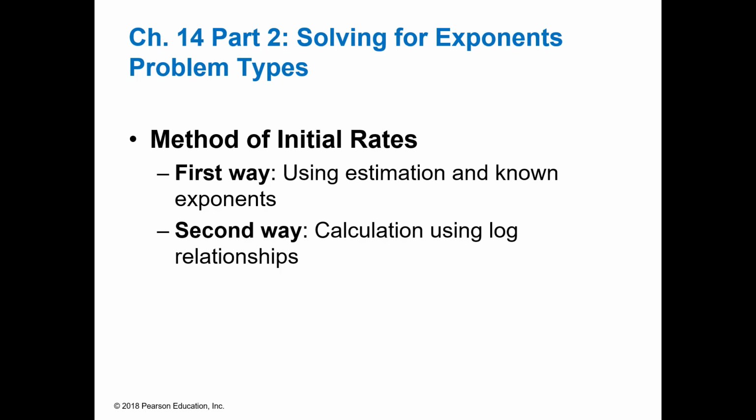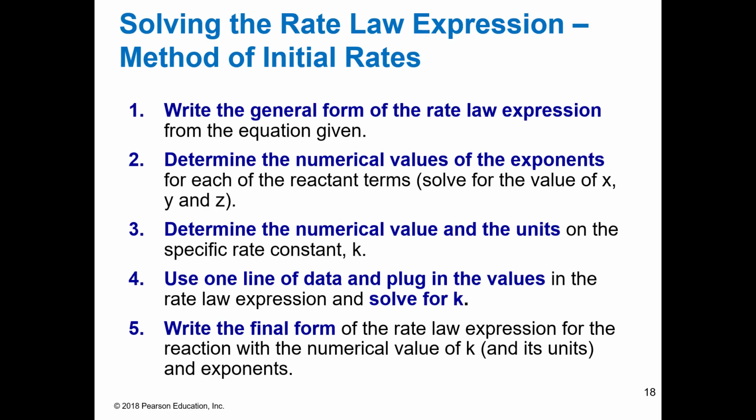In chapter 14 we're going to look at the method of initial rates, and this is how we're going to actually plug numbers in and solve for those exponents x, y, and z in the rate law expressions. So I have some general rules for this. You're going to write the general rate law expression. You're going to determine the numerical values of x, y, and z. You're going to determine the numerical value and the units of the specific rate constant k.